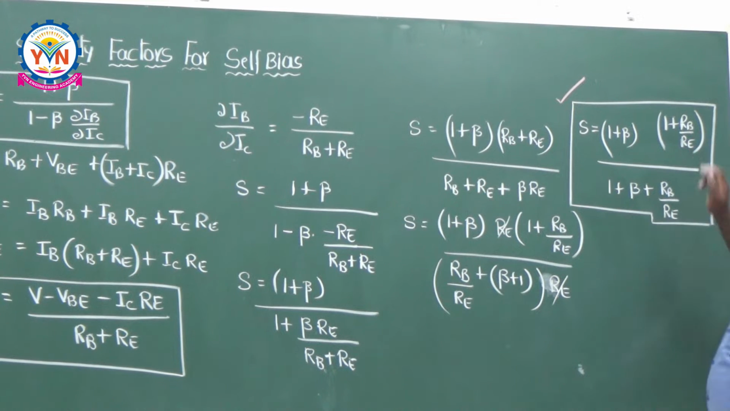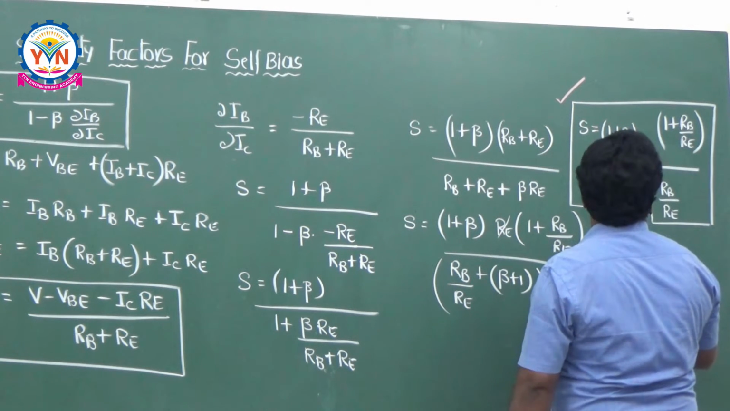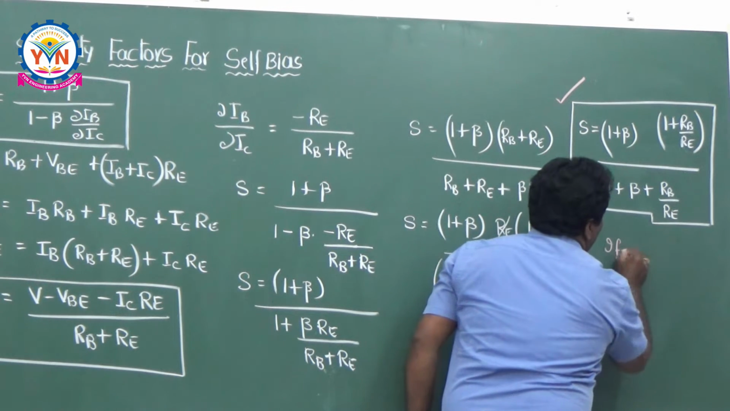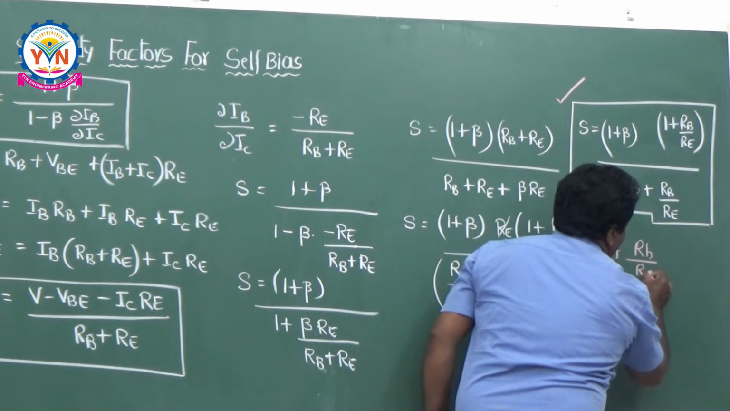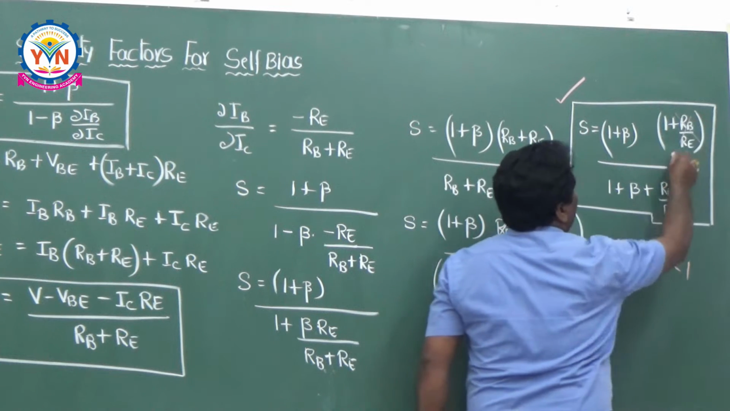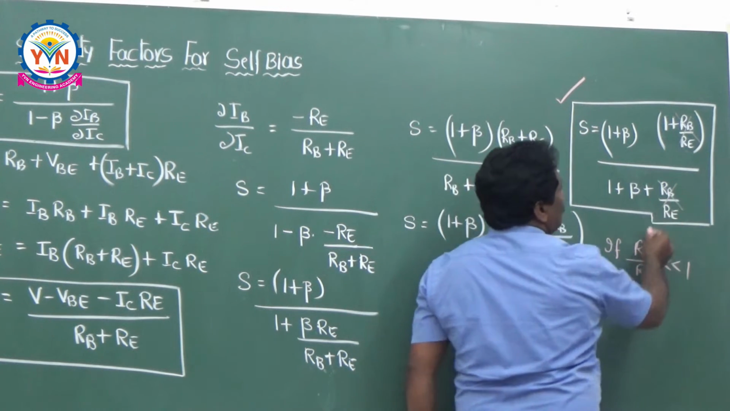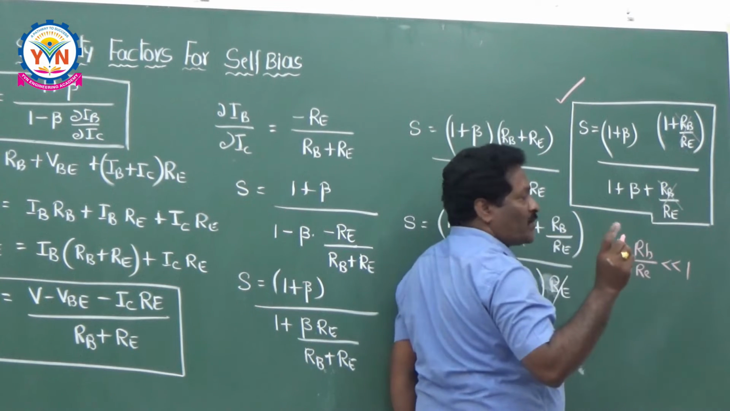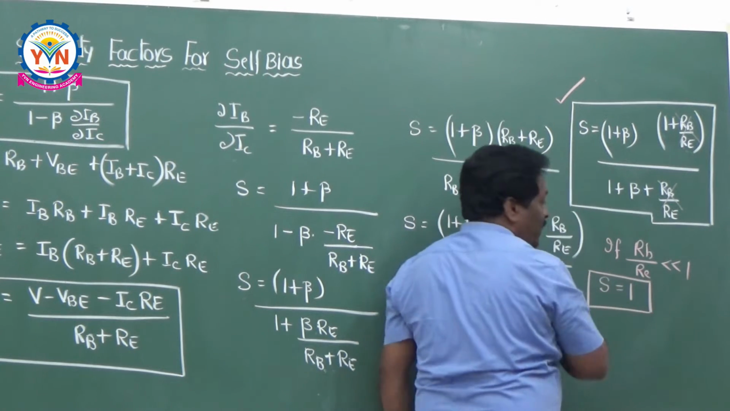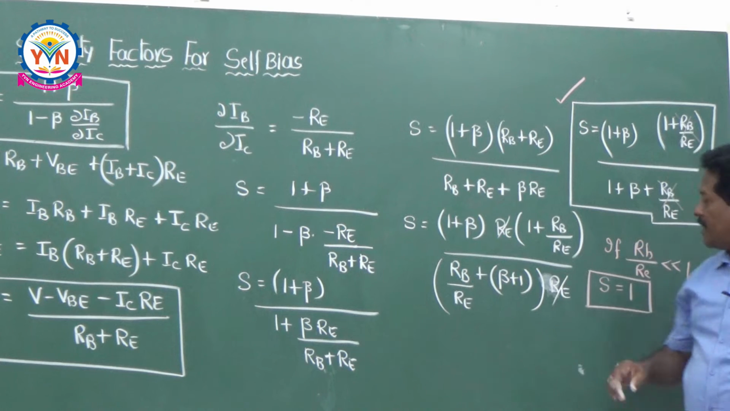So, if you are taking this RB by RE value, if it is very, very less than 1, then it can be neglected. So RB by RE can be neglected here, and this also can be neglected here. 1 plus beta by 1 plus beta means it becomes 1. Therefore, S becomes 1. It is an excellent circuit because the stability factor is very, very less for this approximation.